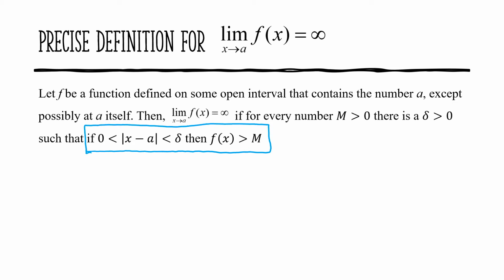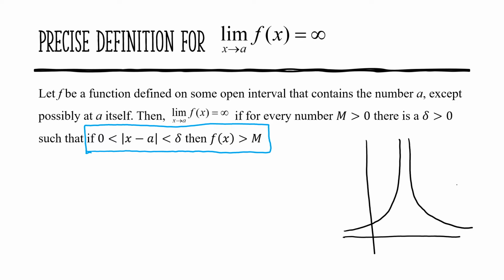And this is that key chunk that we'll need to be showing each time. What this looks like graphically is if we have a function that approaches infinity as x approaches a, we want to show that no matter what we're finding for our delta band, we'll always be able to show that f of x will be greater than m.